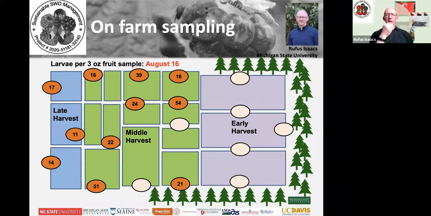So now we're into the later part of August, and that early harvested block is already done, so we're not sampling there anymore. And now we get the really higher pressure that shows up as we get into the late part of the season, and these fields stop being harvested. They go post-harvest. And especially when the growers stop the sprays, you start to see these much higher numbers.